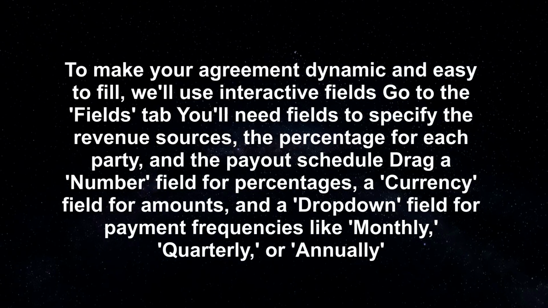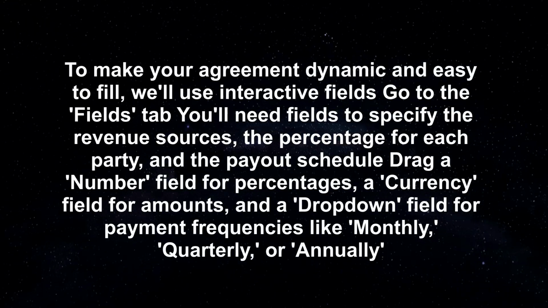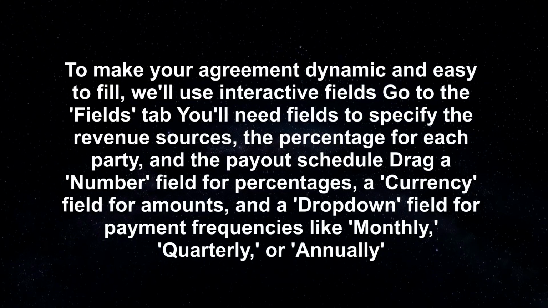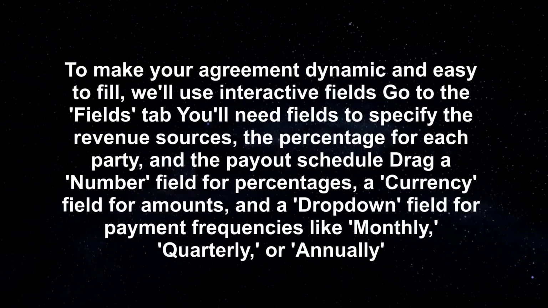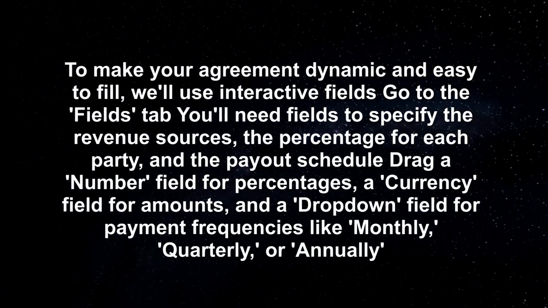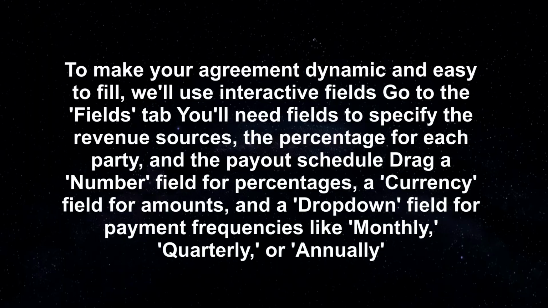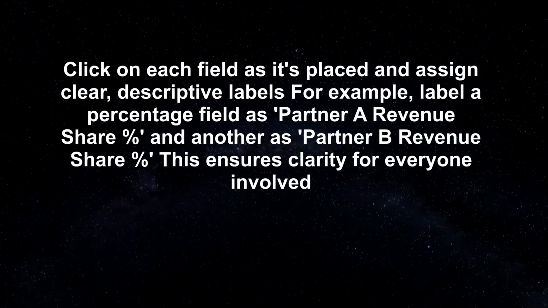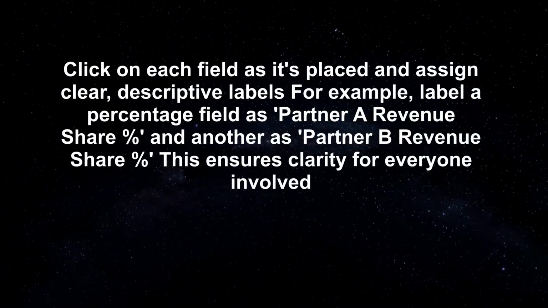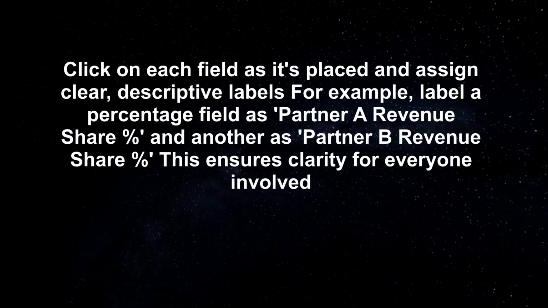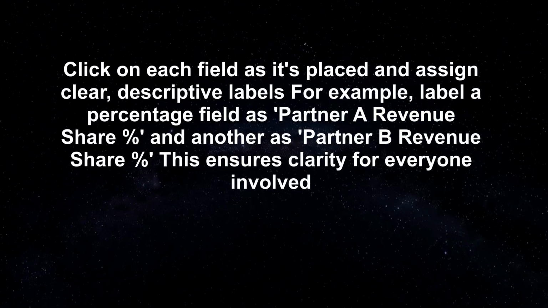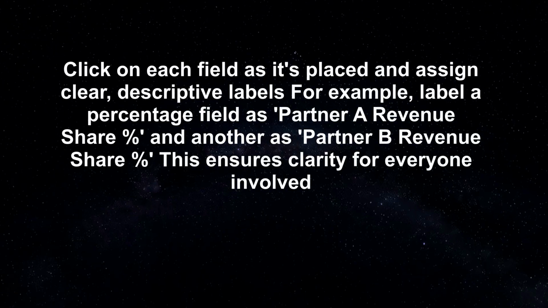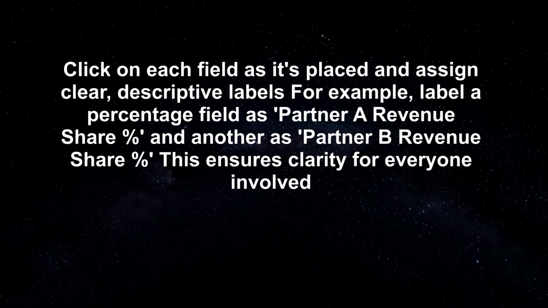You'll need fields to specify the revenue sources, the percentage for each party, and the payout schedule. Drag a number field for percentages, a currency field for amounts, and a drop-down field for payment frequencies like monthly, quarterly, or annually. Click on each field as it's placed and assign clear, descriptive labels. For example, label a percentage field as Partner A Revenue Share Percent and another as Partner B Revenue Share Percent. This ensures clarity for everyone involved.